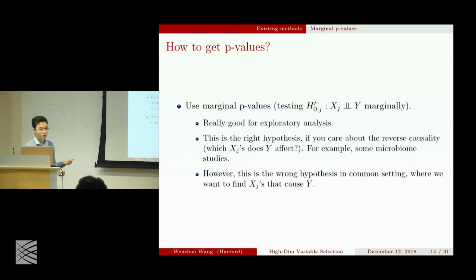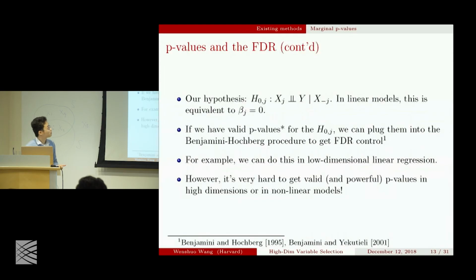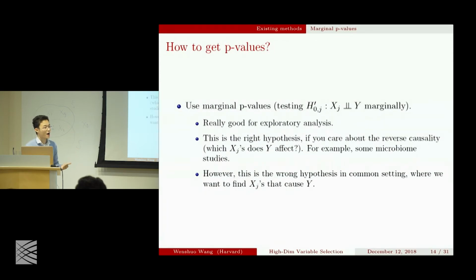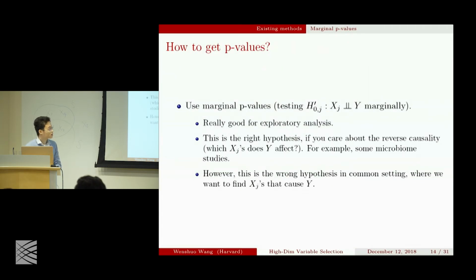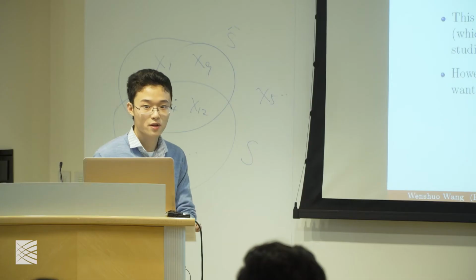So in that case, the true hypothesis is going to be conditional dependence and not marginal independence. So we're going to see that through example. Are there any questions before?